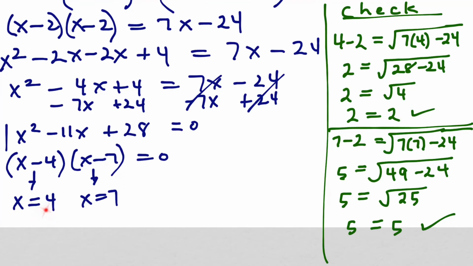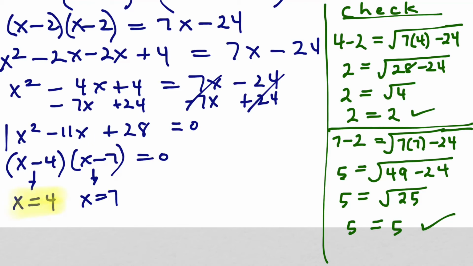So I'm checking 4 first. I'm substituting 4 back into my original equation wherever I have an x, and I'm carrying through, simplifying down, and I get 2 is equal to 2. So I conclude that 4 is a solution to my equation.